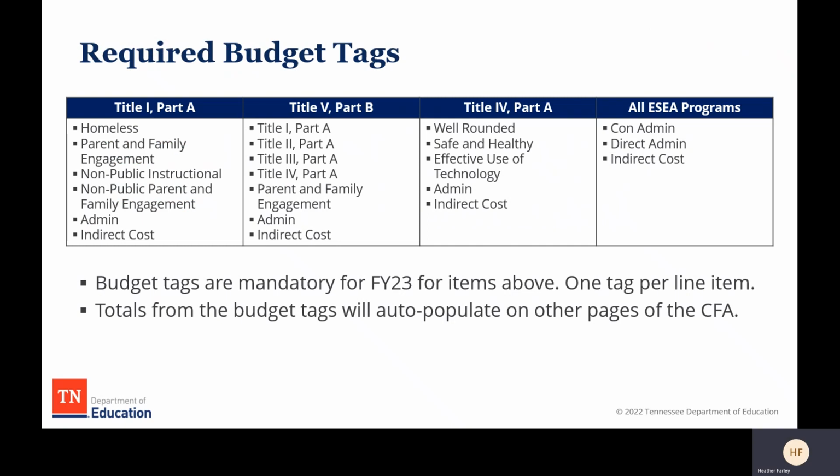These are the required budget tags for this year. Do note that they are mandatory and you will have 1 tag per line item. Totals from the budget tag will auto-populate on other pages of the CFA. For example, with Title 5 and Title 4, those will auto-populate to the program details page. And for all of your other ESSA programs, those of you that are using direct admin, which you will have to tag that, and those of you using con admin and indirect cost, those will also auto-populate.